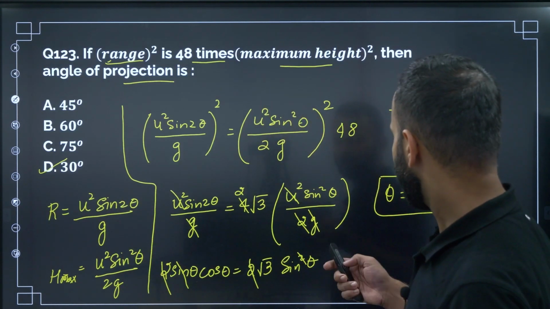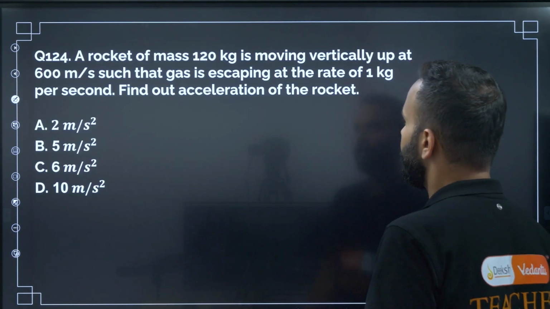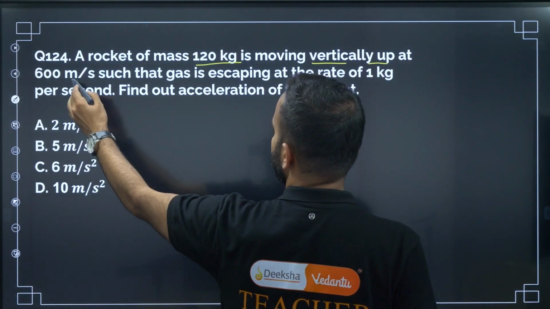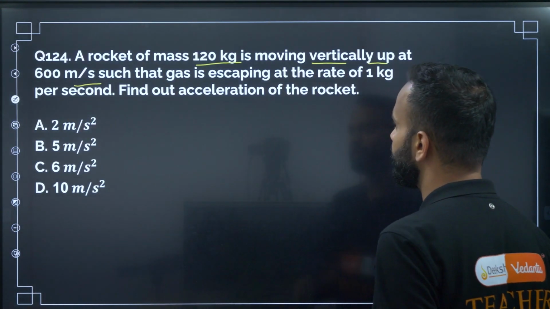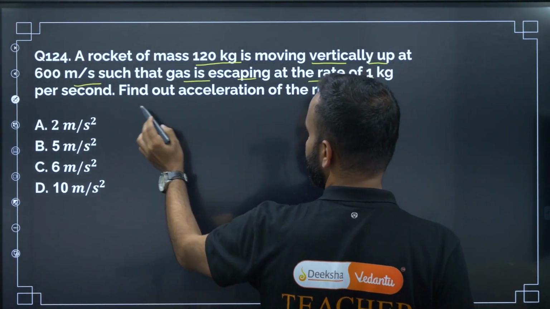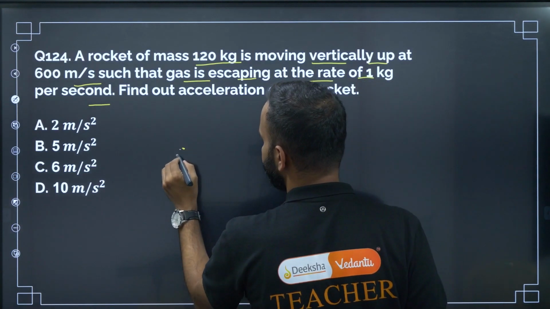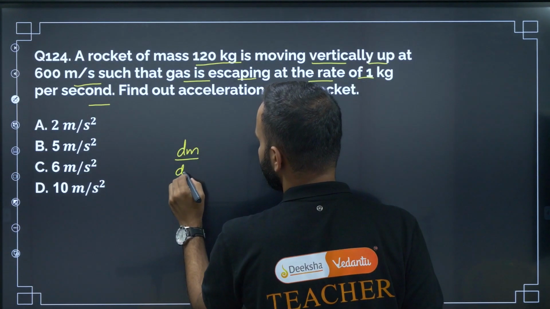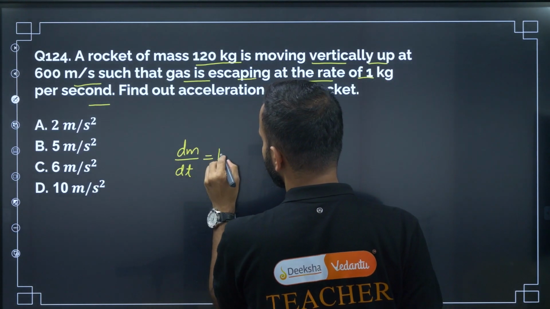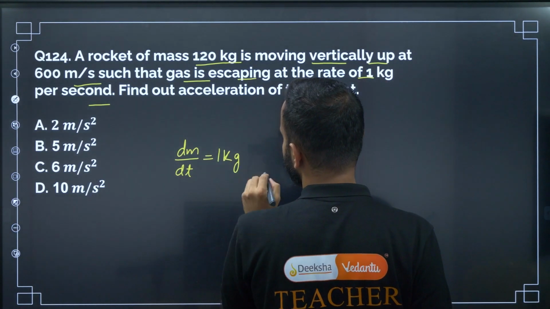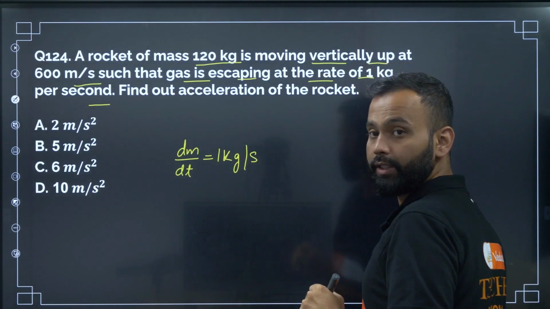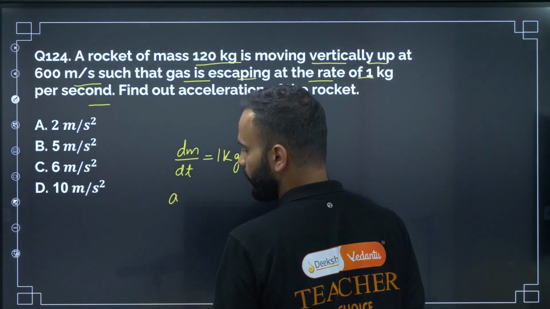Next question, question number 124. A rocket of mass 120 kg is moving vertically up at 600 meter per second such that gas is escaping at the rate of 1 kg per second, that is dm by dt. This question is based on the variable mass system. dm by dt is equal to 1 kg per second, and we need to find the acceleration of the rocket.